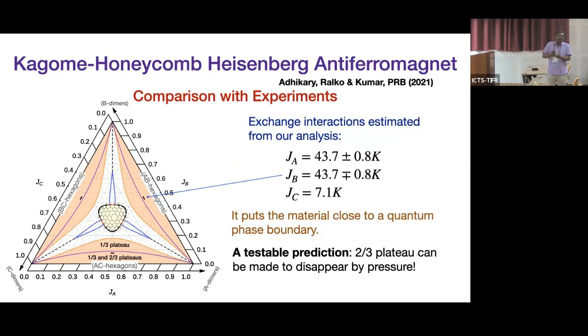So just by applying some pressure or some stress, if possible, I don't know, that experimentalists would know, in principle you can play with this material under some external conditions which may slightly tune the value of JB, JC, and it can easily go into the other phase where there is an absence of the two-third plateau.